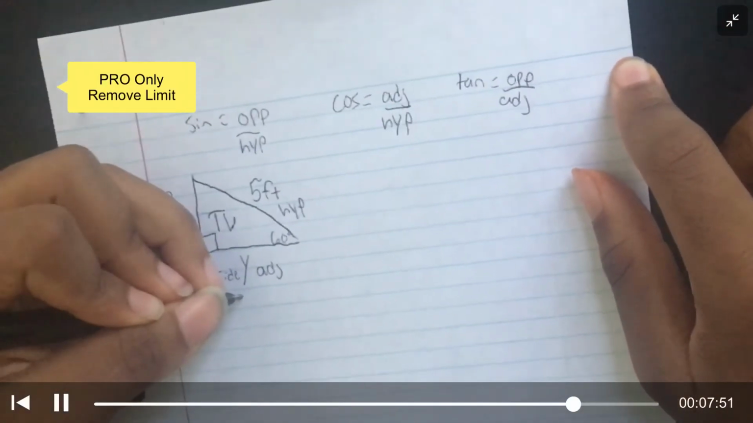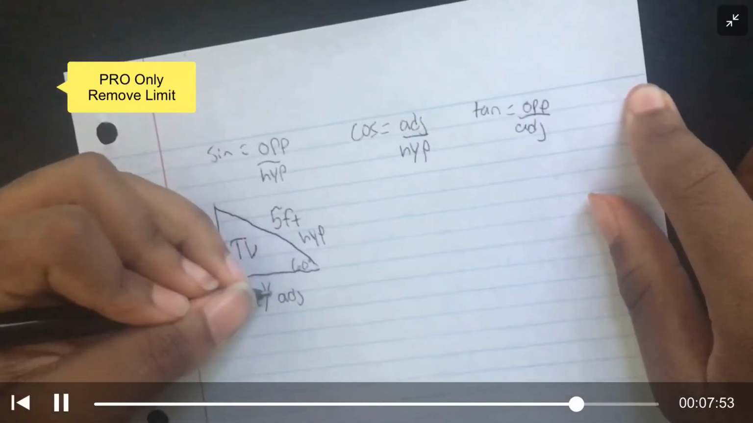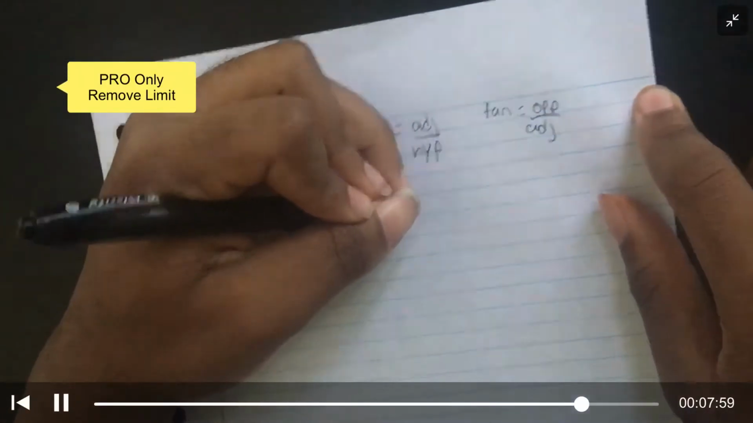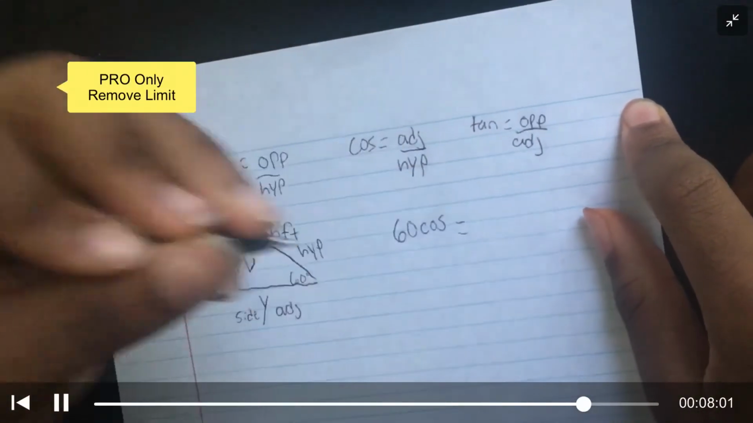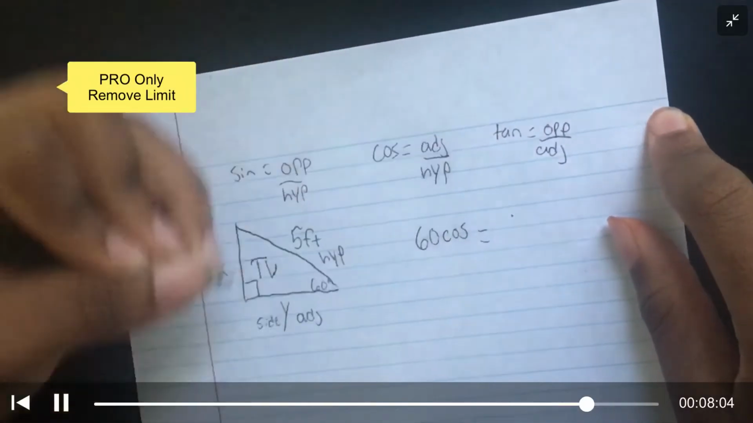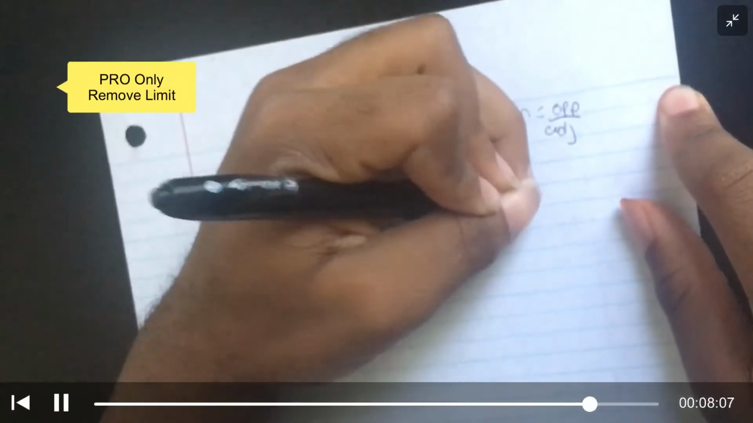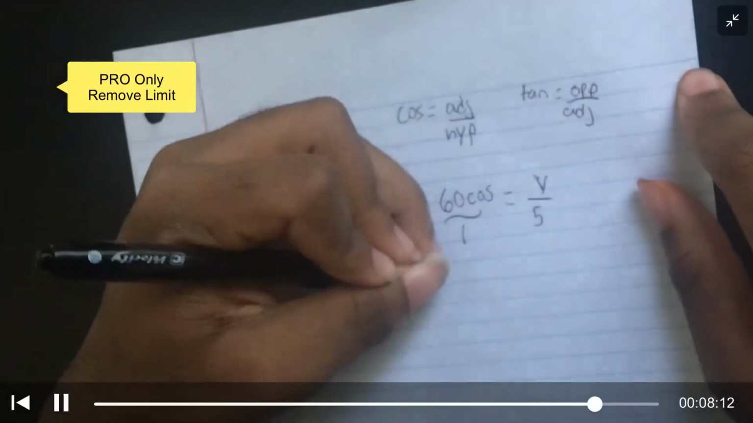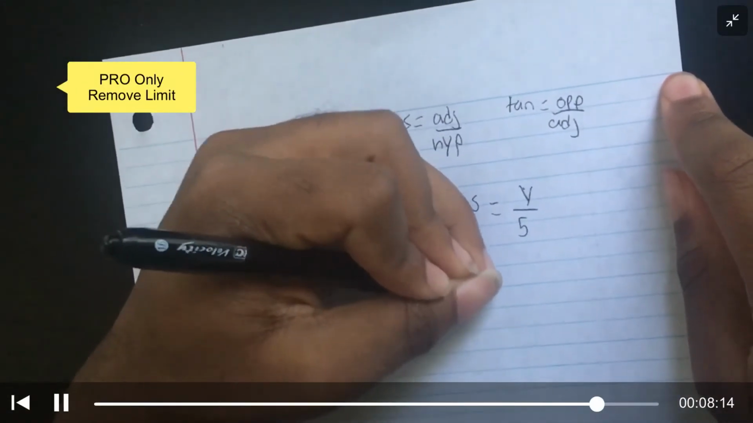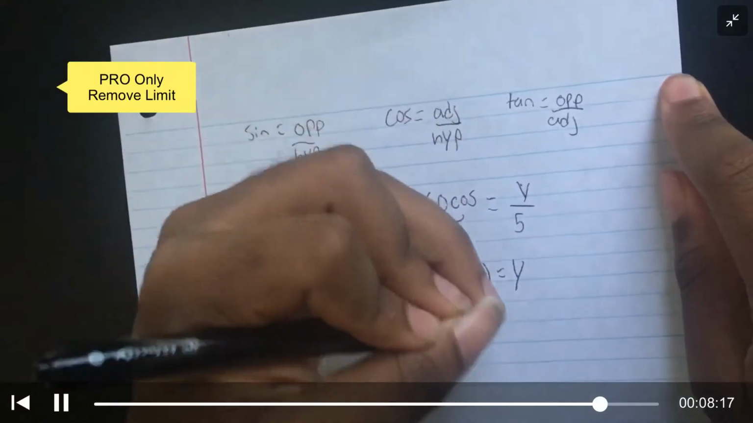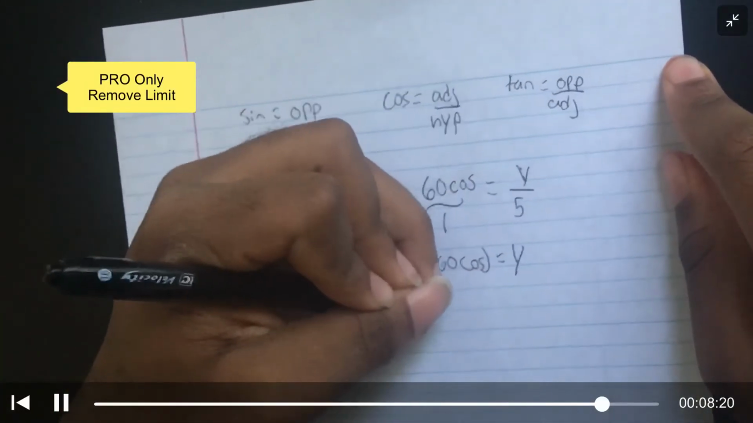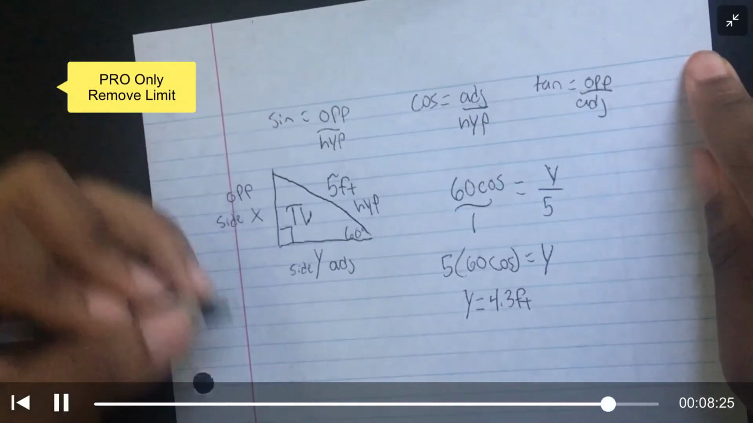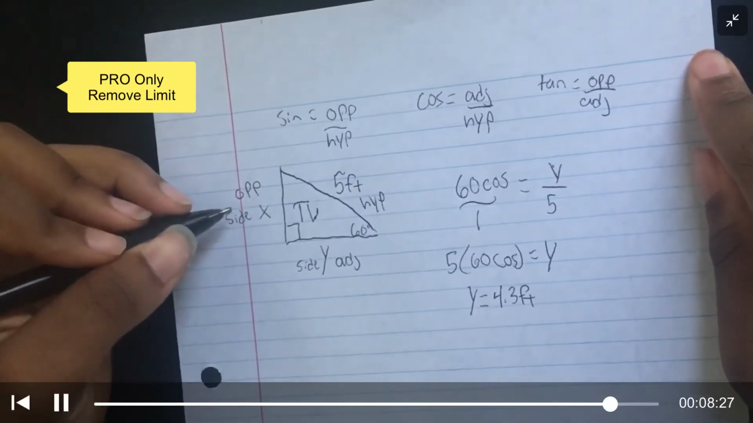Next, we can solve for side y. We could solve for side x, but I want to solve for side y first. So that's adjacent and hypotenuse, so it would be cosine. Cosine 60 equals, adjacent is y, so y over 5, make that a proportion, and then you would cross multiply. 5 times cosine 60 equals y. And put that into your calculator and you should get 4.3 feet.